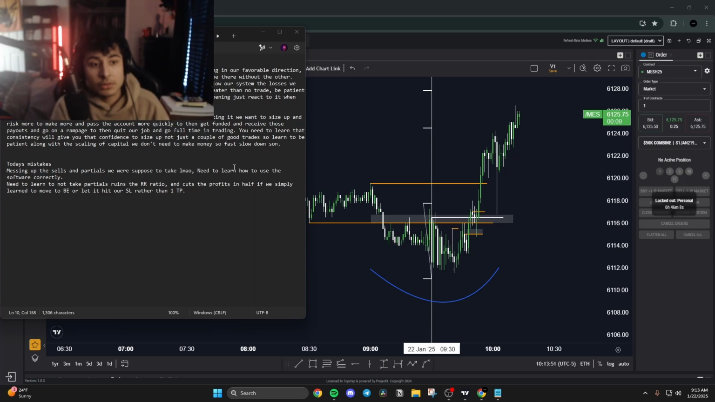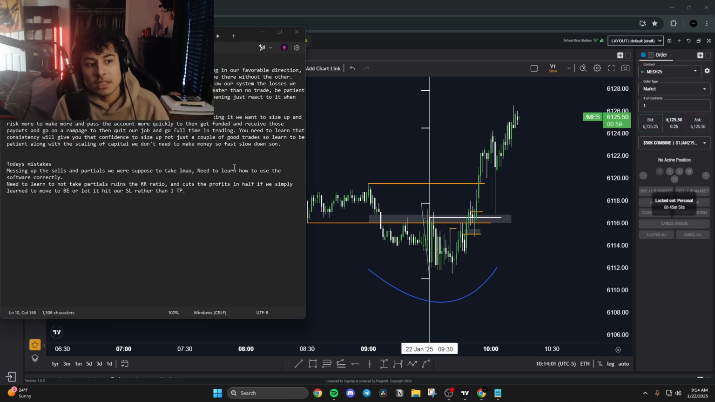Over leveraging. When we're seeing a trade idea form and we plan on taking it, we want to size up and risk more to make more and pass the account more quickly, to then get funded and receive those payouts and go on a rampage, to then quit our job and go full-time in trading. You need to learn that consistency will give you the confidence to size up, not just a couple of good trades. So learn to be patient along with the scaling of capital. We don't need to make money so fast.